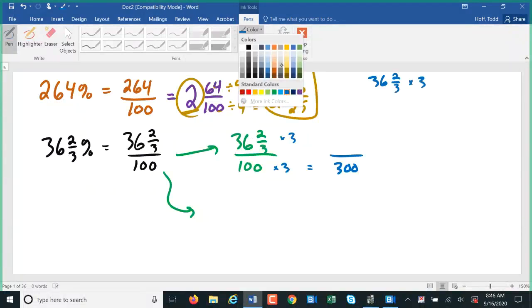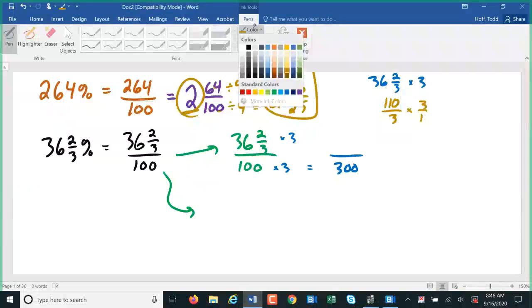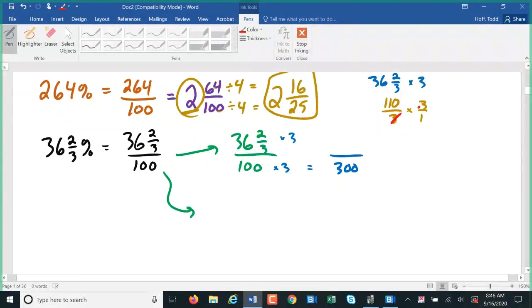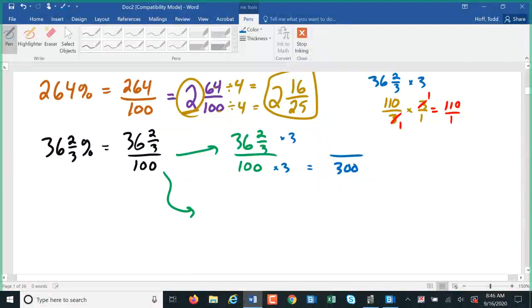We have to change 36 2/3 to an improper fraction. 36 times 3 is 108, plus 2 is 110. That's 110 thirds. Times 3 over 1. Now we can cross-cancel the 3's. They divide by 3 to give me 1 and 1. 110 divided by 1 is 110. 1 divided by 1 is 1. So that 36 2/3 times 3 is just 110.